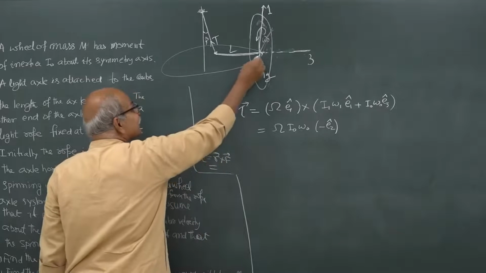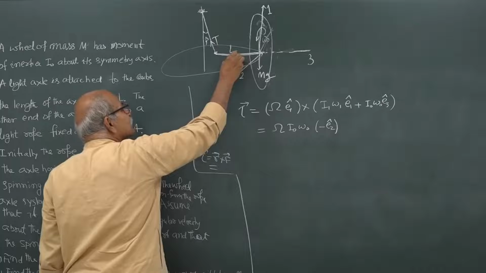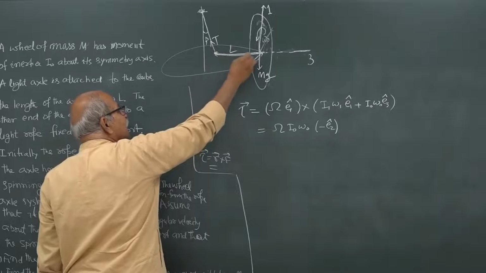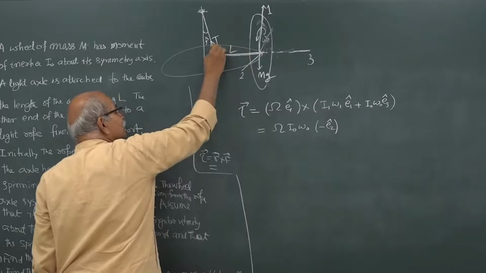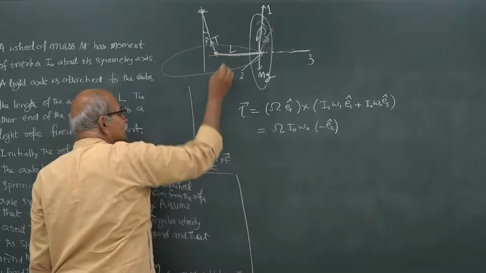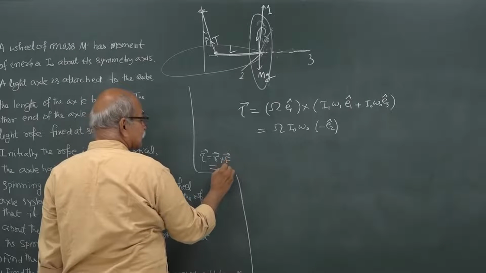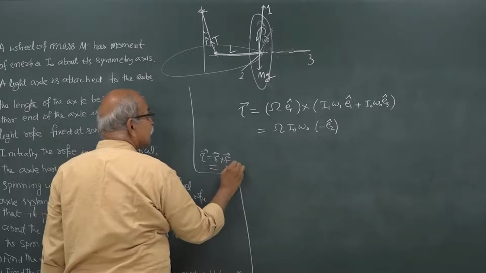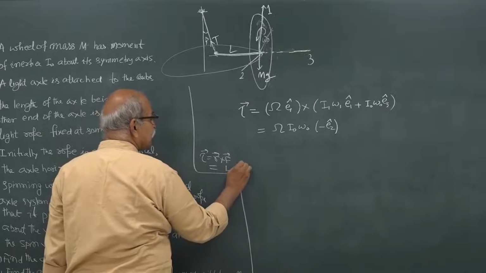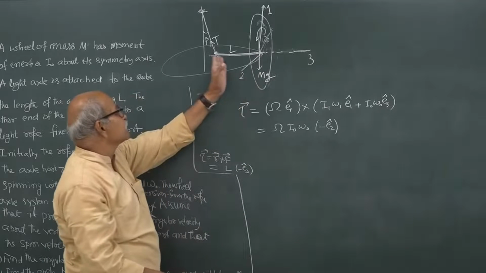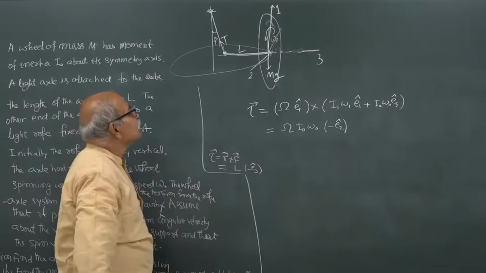What is R here? R is this vector. Here is the origin and here is the force. So, this is R. You write it as L and minus E3 cap. Correct? It is in this direction, minus E3 cap.